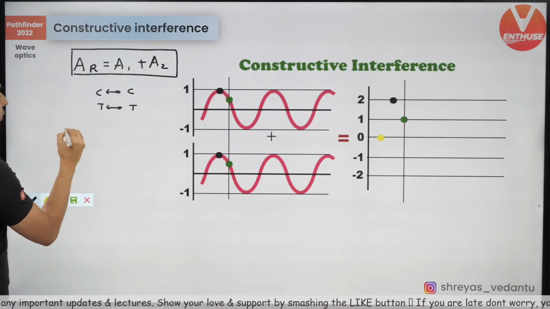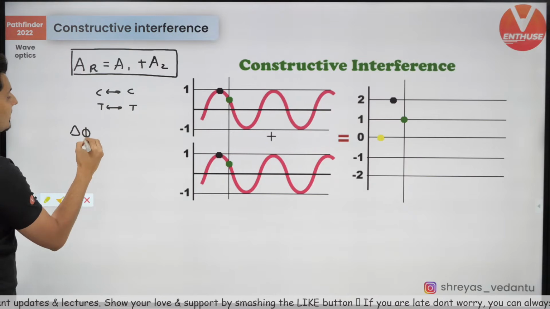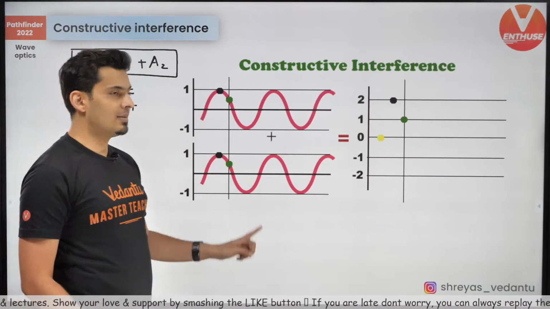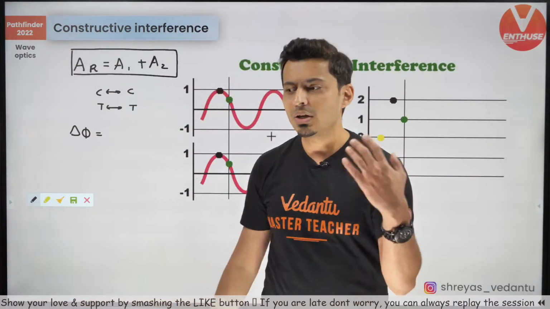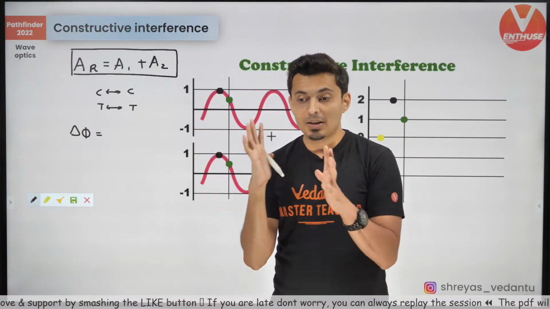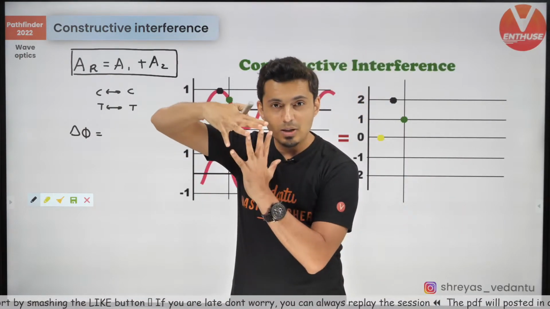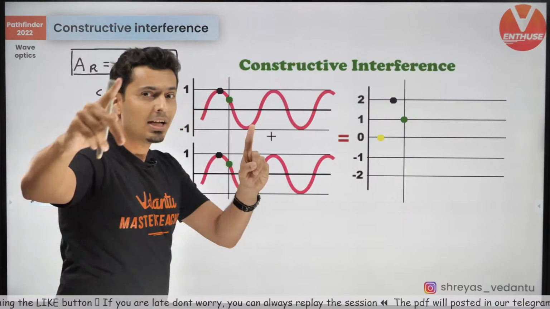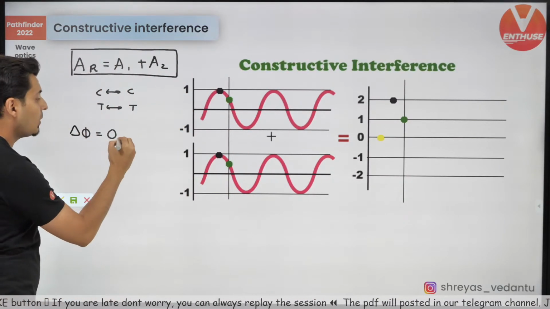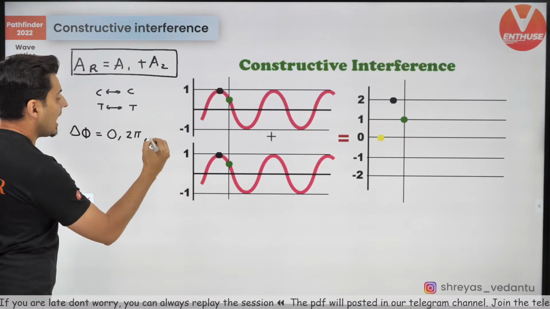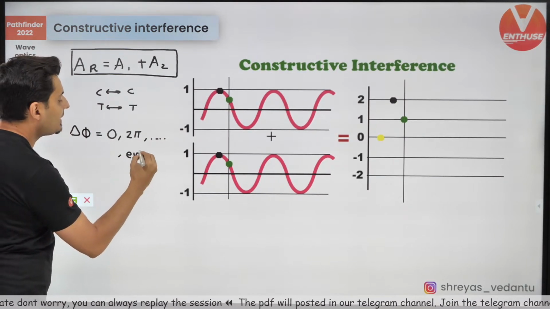That means, what do you think is the phase difference between them? What do you think can the difference of the phase be so that they merge perfectly, crest with crest, trough with trough? It can be 0. Not just 0, but it can also be 2 pi and in fact any even multiple of pi.